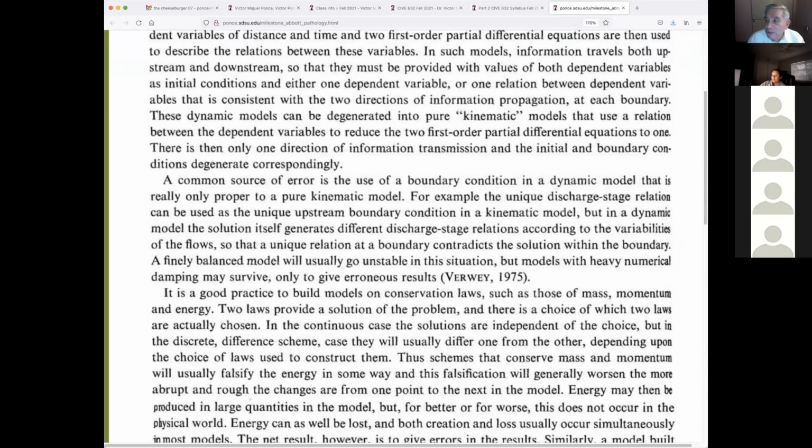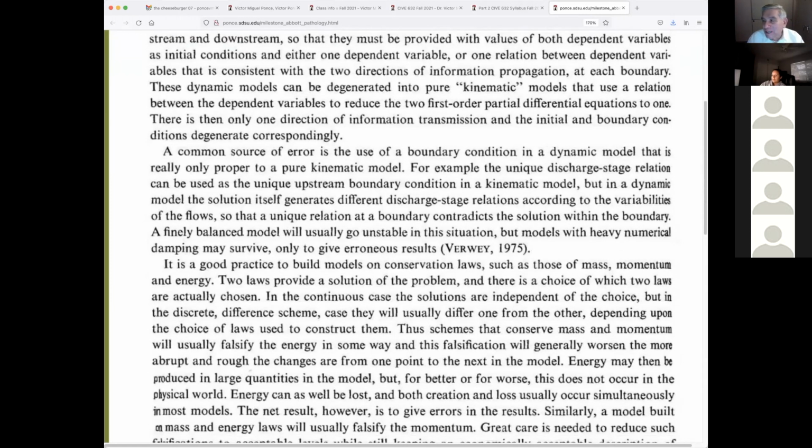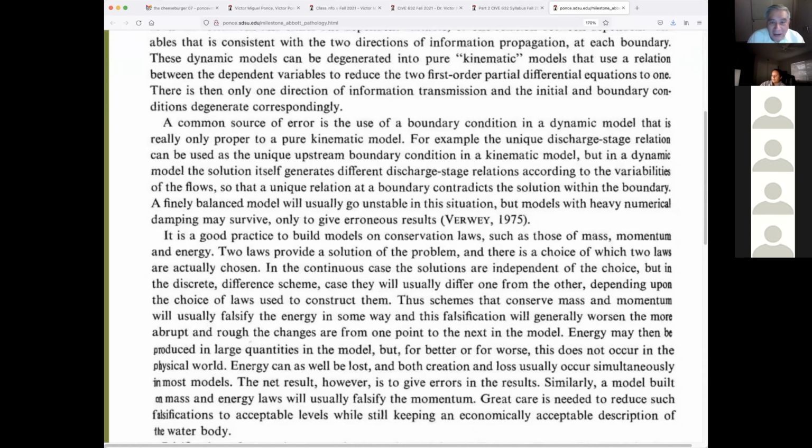It kind of puts down all of us that have worked on kinematic waves, let alone Woolhiser. Poor Woolhiser, I hope he had not read this statement. Woolhiser is the kinematic king, so to speak, okay? A common source of error, and here is where we're going to focus in here. And by the way, I am not sure at this point, I think this is where I read it for the first time, by the way.